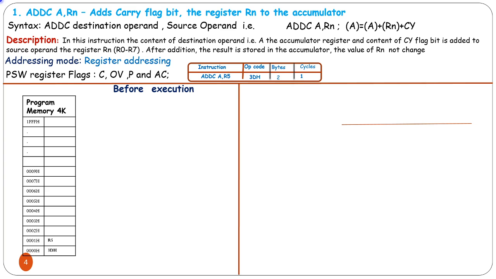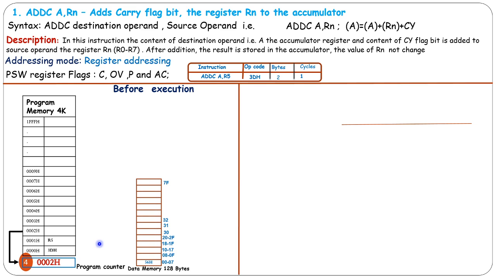Before execution, the program memory is 4K, whose address starts from 00H to 1FFFH. In the first memory location, the operation code 3D of this instruction is stored, and the R5 register needs one more memory. So 2 memory locations are reserved in program memory, and the program counter register will point to the next address to be executed, that is 0002H.